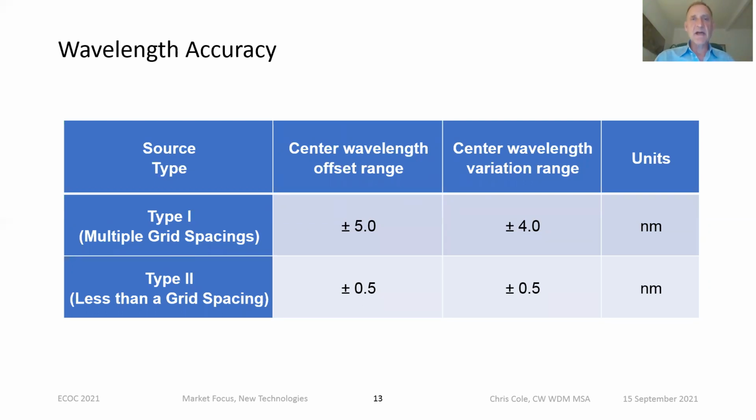We see plus minus 5 nanometers for the initial center wavelength offset, and then another 4 nanometers of drift is allowed. Type 2 is considerably more stringent. It makes the laser source tougher because now it has to hold the initial offset to 0.5 nanometers and the variation to another 0.5. But now the transmitter and receiver have a pretty good idea where the wavelengths are, and so wide tracking is not required.